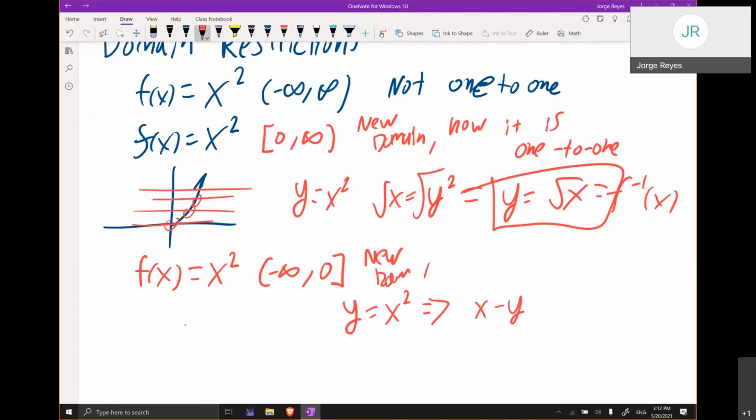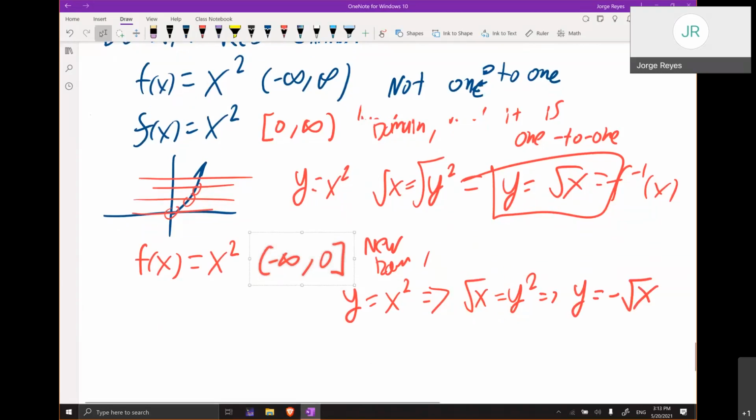x, y squared, now when I square root both sides, oh, I didn't. Okay, I think we're stuck on red for the rest of class. But y is going to equal negative square root x, okay? Because I only have negative numbers. Okay. So that's just like a fancy thing.